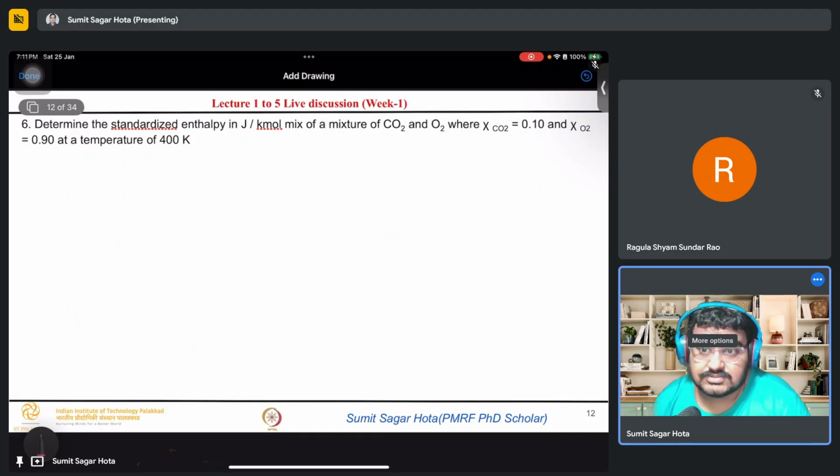The question is: determine the standardized enthalpy in joule per kilomole of a mixture of CO2 and O2, where chi of CO2, that is the mole fraction of CO2, is given as 0.1, and the mole fraction of O2 is given as 0.9, at a temperature of 400 Kelvin. So what we need is the standardized enthalpy in joule per kilomole of the mixture of CO2 and O2.